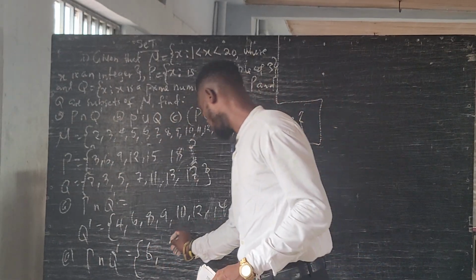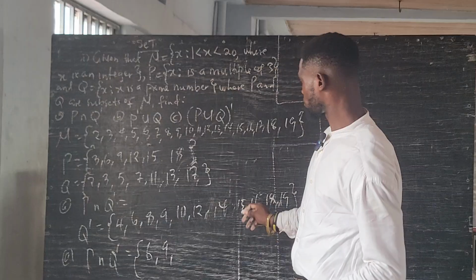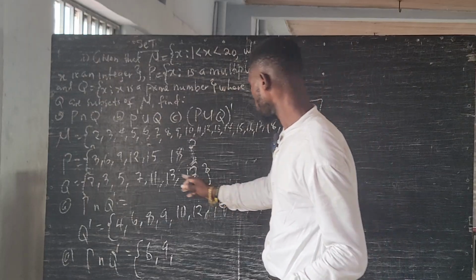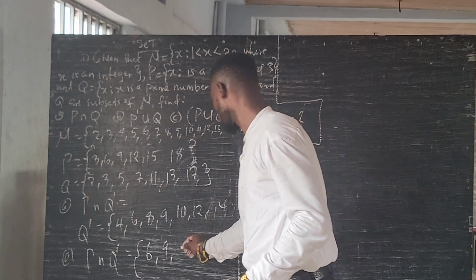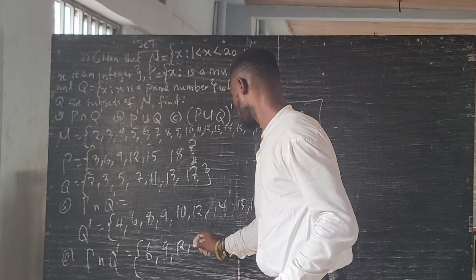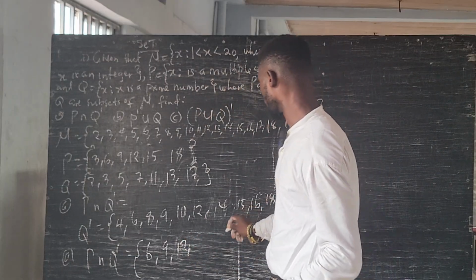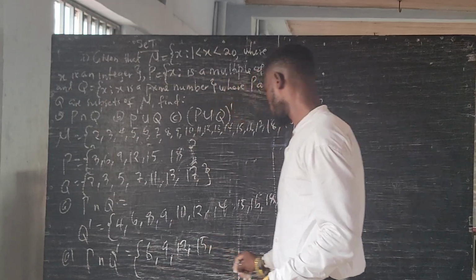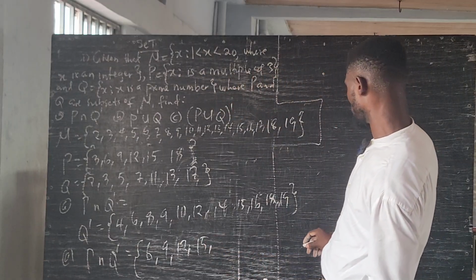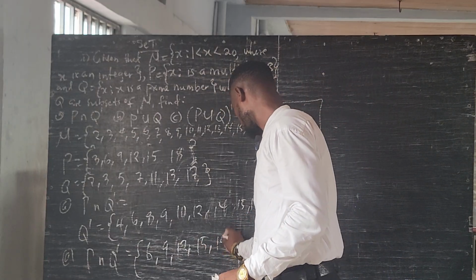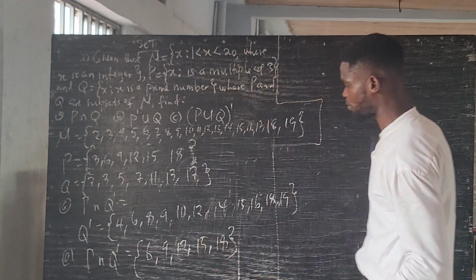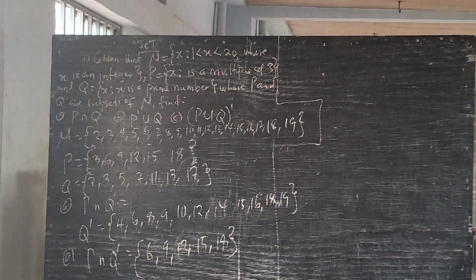They have 9 in common. They have 12 in common. They have 15 in common. And they have 18 in common. So that's what we mean by intersection. That is P intersection complement of Q.